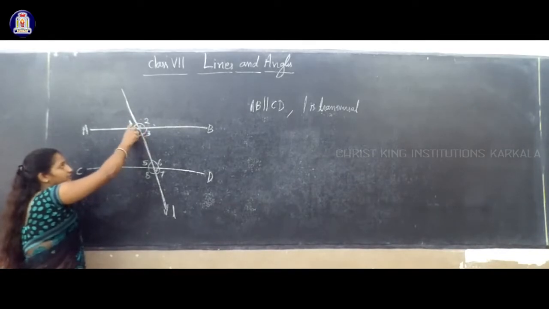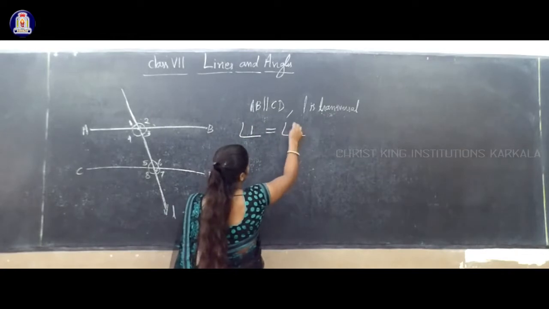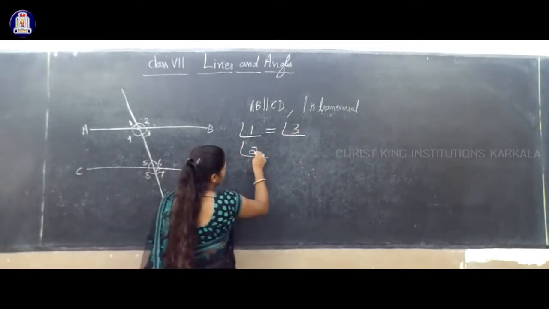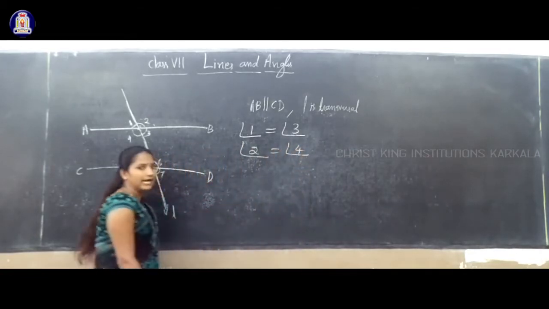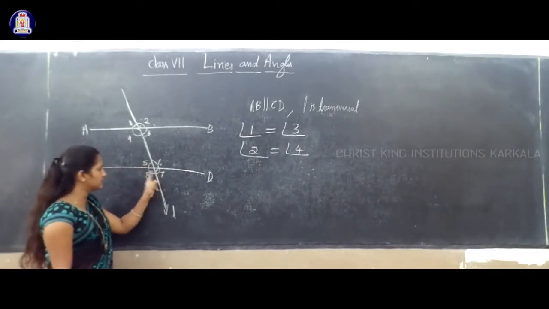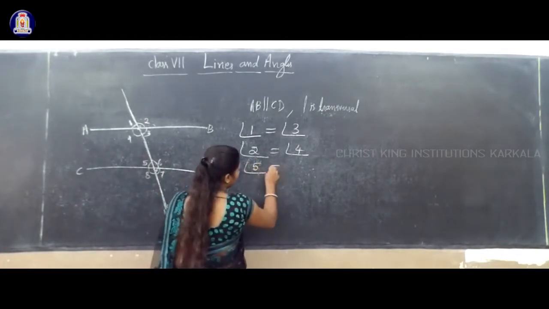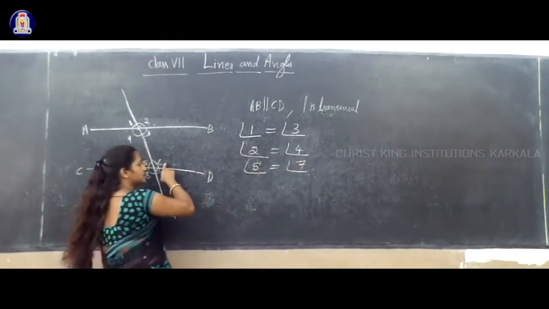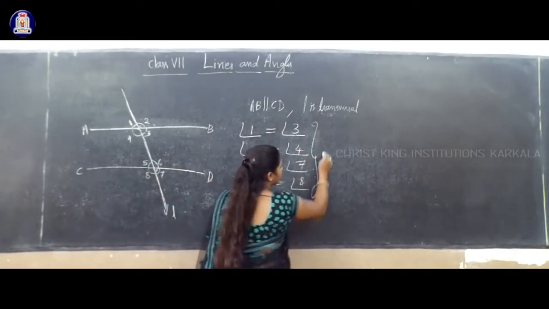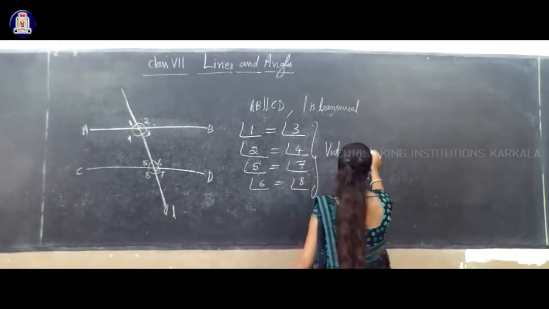Now we will write which angles are vertically opposite angles. In this figure, angle 1 is equal to angle 3, and angle 2 is equal to angle 4. Here we can see angle 5 is equal to angle 7, and angle 6 is equal to angle 8. These angles are called vertically opposite angles.